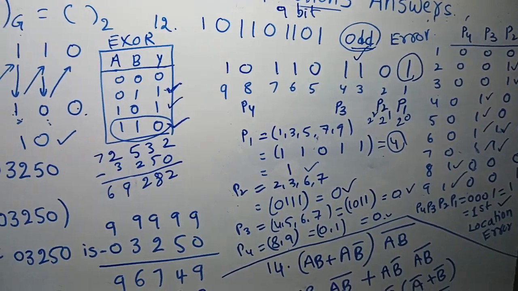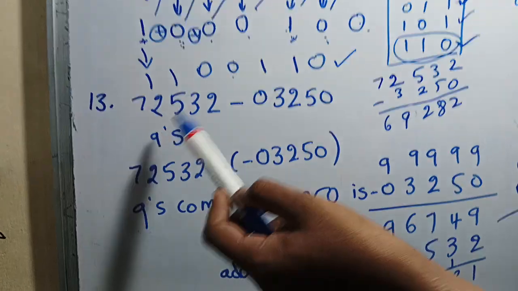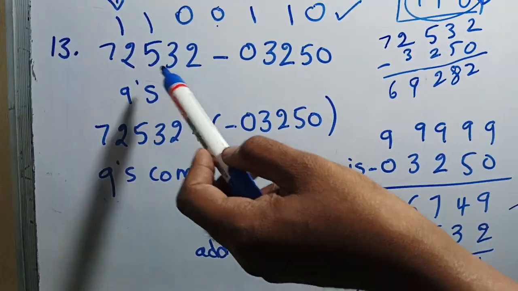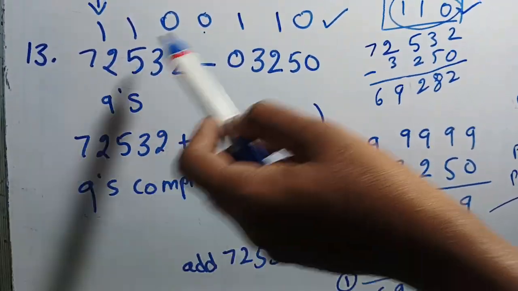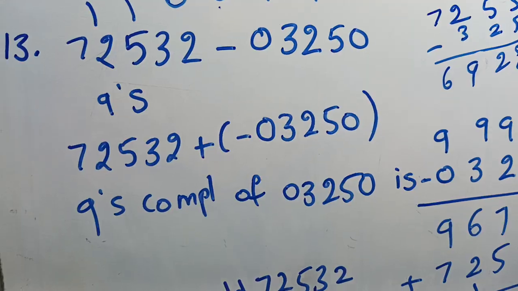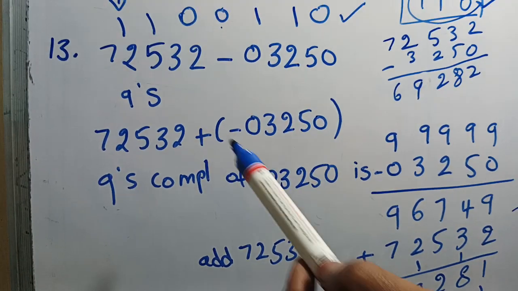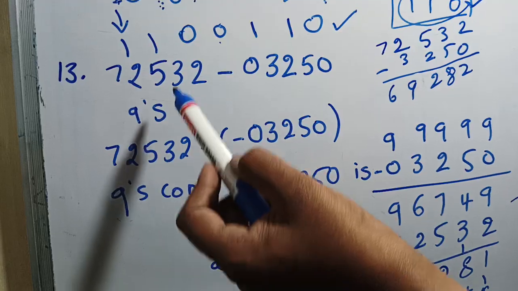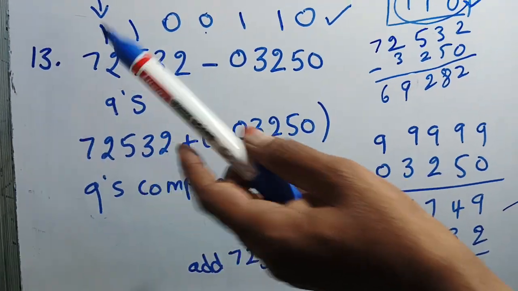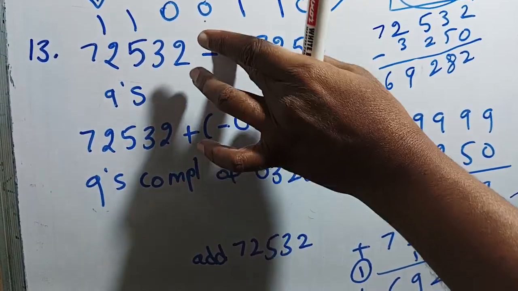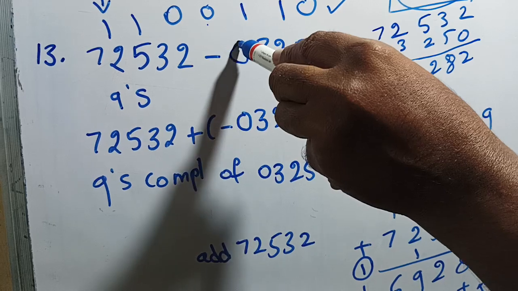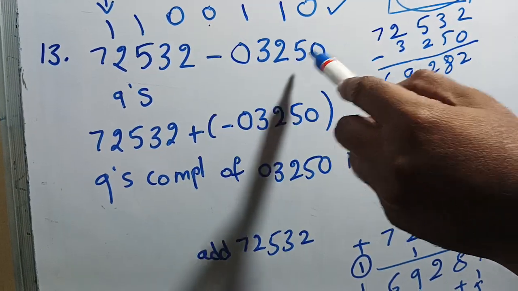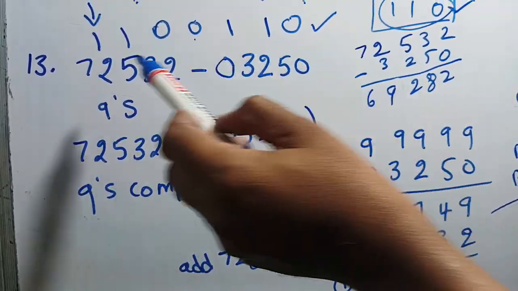Hamming code. Then go to the 13th. The 13th is: perform 9's complement for the given number. Previously we discussed binary complements. This is 9's complement. I am writing 72532. Here we have 5 bits. If it is not mentioned, you can write 0. But in the question paper it was already mentioned as 03250. Equal number of bits are there.